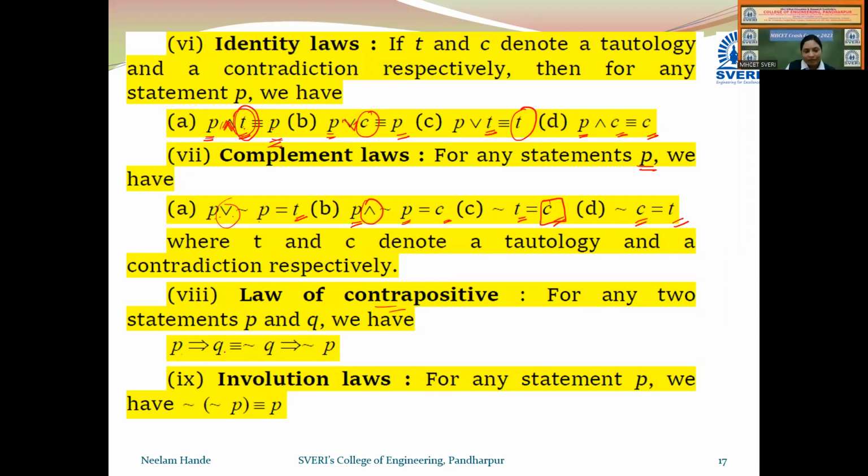Law of contrapositive: if P implies Q, then negation of Q implies negation of P. We have to change the signs with negation of the statement, and the roles of P and Q shift. Negation Q implies negation P. This is called the contrapositive statement.